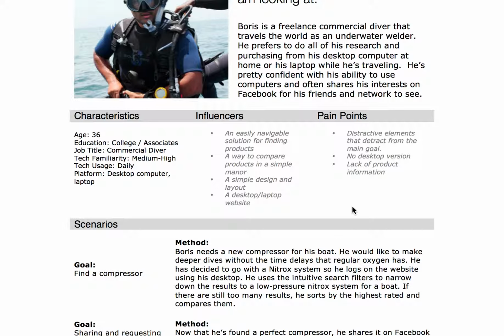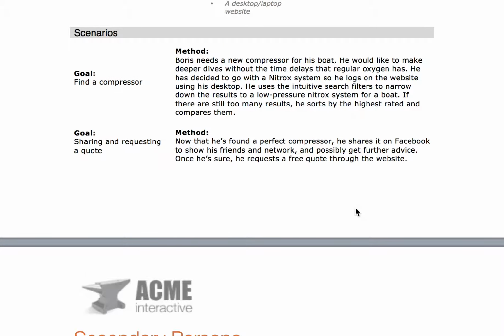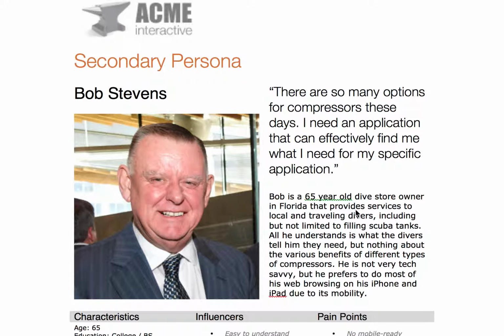And as far as pain points, he doesn't want there to be a lack of product information. He understands a lot of what these things do, what the advanced things are, so he wants the ability. Obviously, I have the PDF downloads that will help with that. Scenarios: I don't know if I need to go over these, but I don't think so. We'll go on to the second persona.